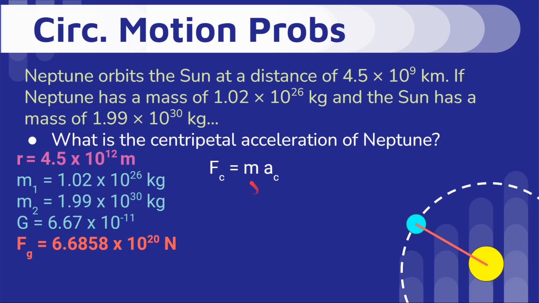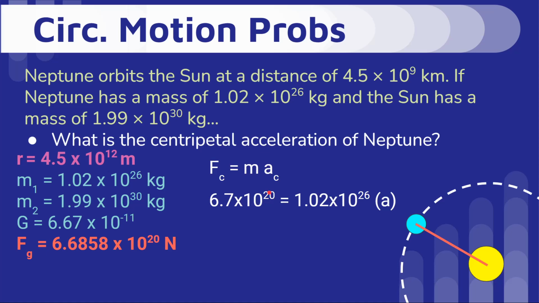I have two masses. Which one should I use? Neptune. I need to use the mass of Neptune because I'm looking for the acceleration of Neptune. Okay, so make sure you don't use the sun's mass. Make sure you use Neptune's mass. So if I substitute those values in, it looks like this.